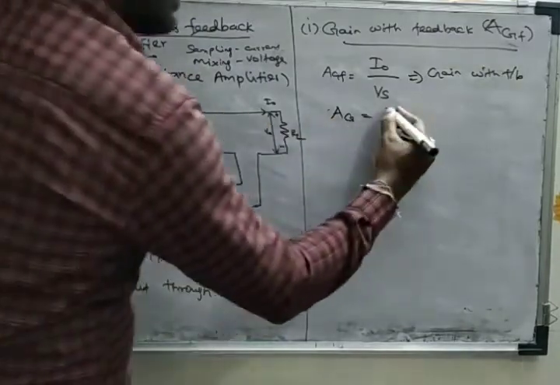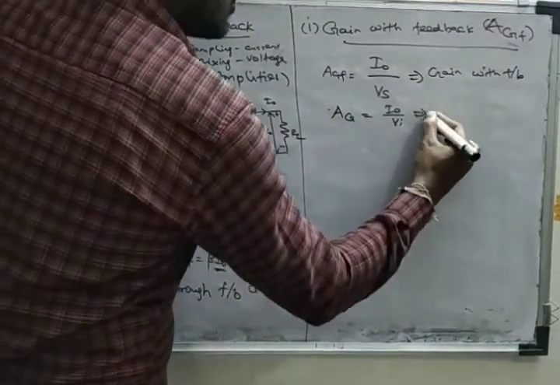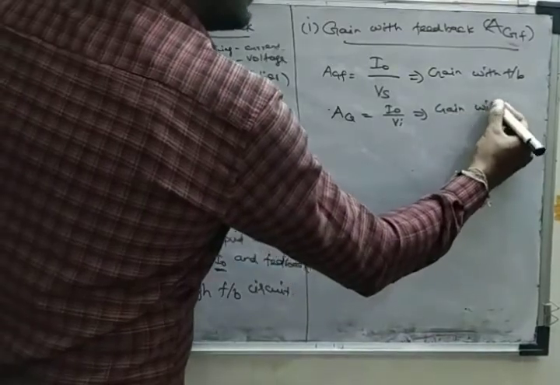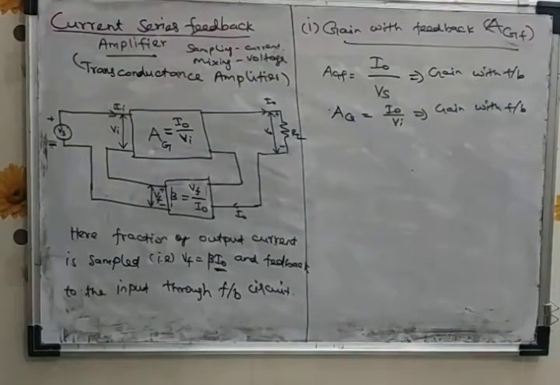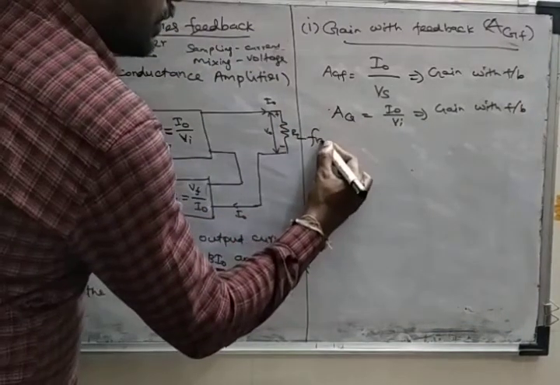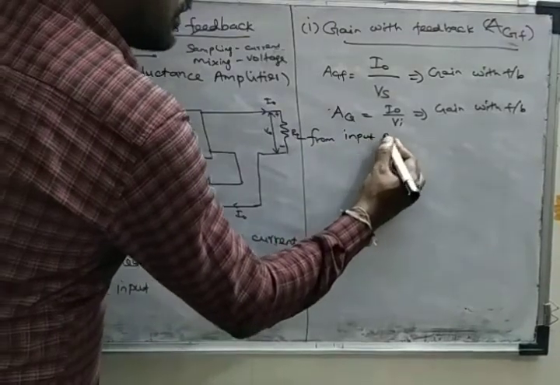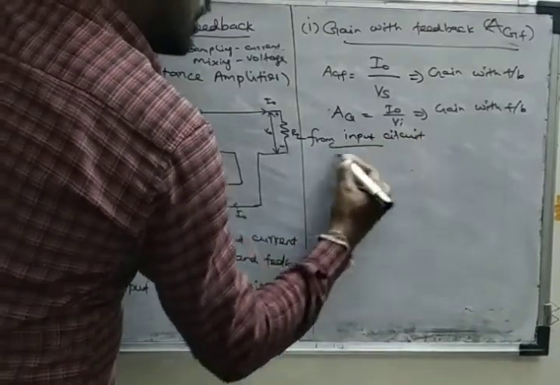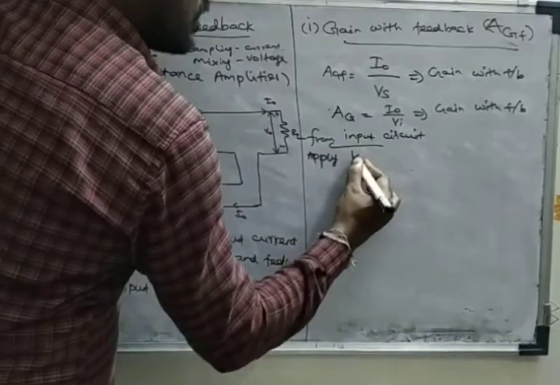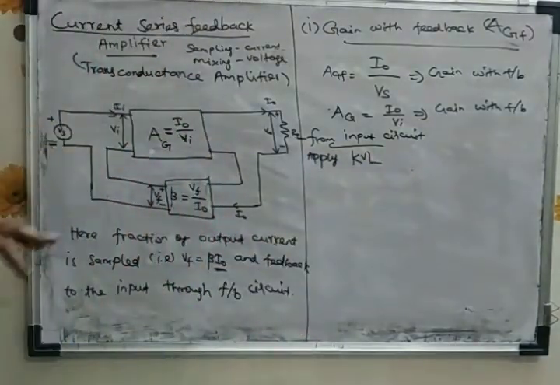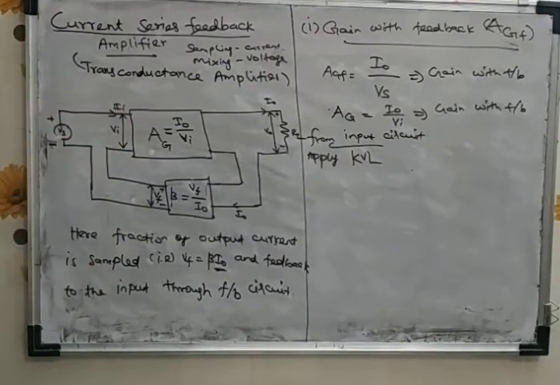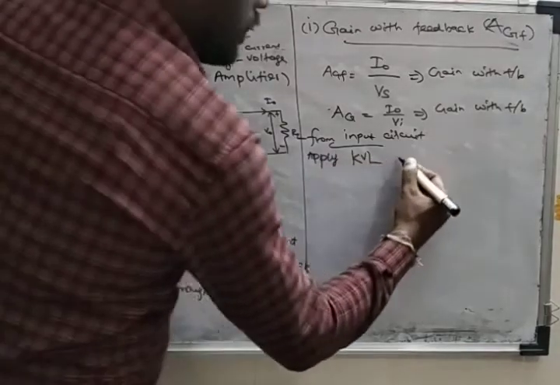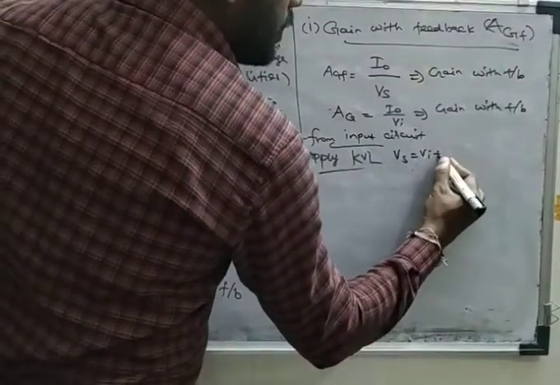You know that Ag is I0 by Va, which is gain without feedback. From the input circuit, apply Kirchhoff voltage law. So apply KVL at input side. You have Vs, Va, Vf. Already we have seen this type of configuration in voltage series feedback amplifier. So Vs is equal to Va plus Vf.